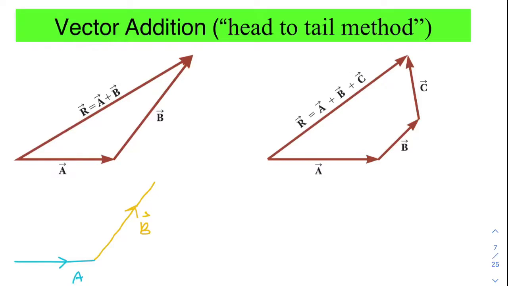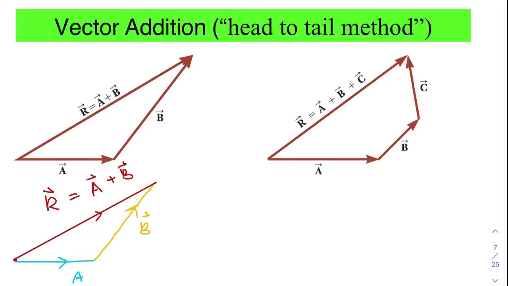Right. Then now your resultant from the tail of A, the first vector, to the tip of B, which is your second vector. So this is your R, right? Where it is actually the sum of A plus B. That's the meaning, right?